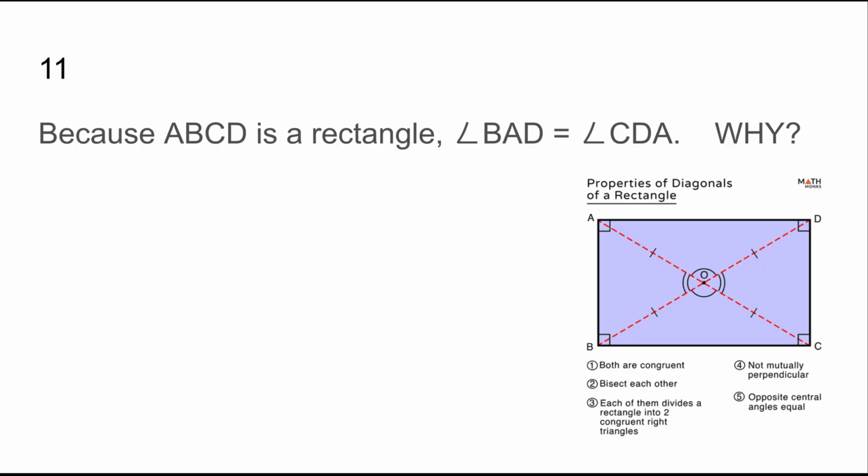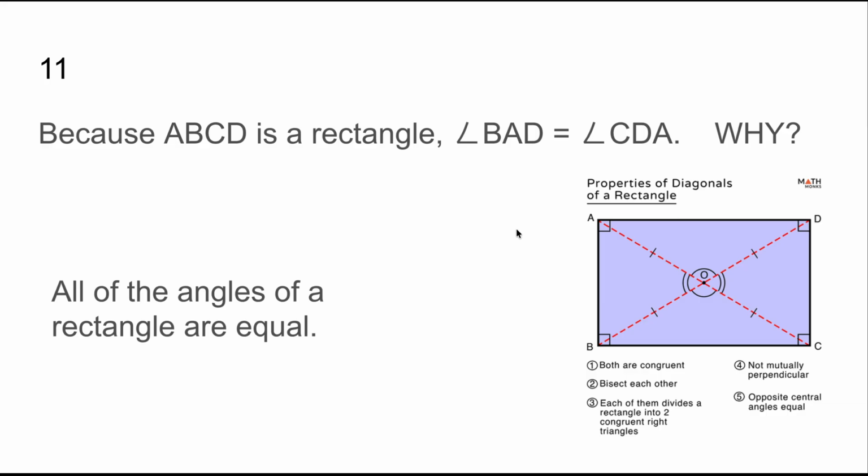Okay, here's a new rectangle. ABCD is a rectangle, angle BAD, so we're talking about this left corner, is congruent or equal to angle CDA. So basically, A and D are equal. Why do we know this from a rectangle? Well, all the angles of a rectangle are equal. So B is equal to A is equal to D is equal to C, and you could keep going. They're all equal to each other.